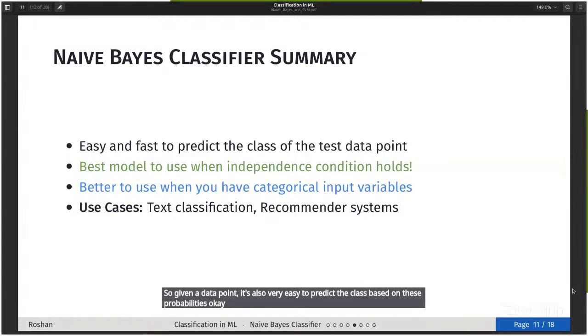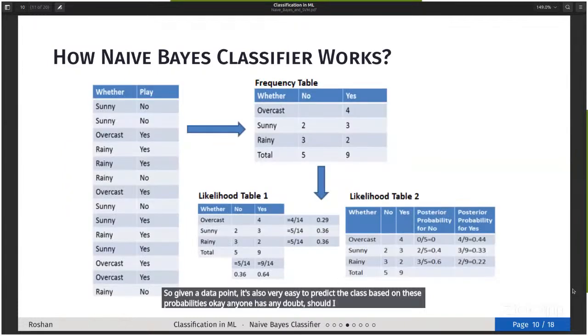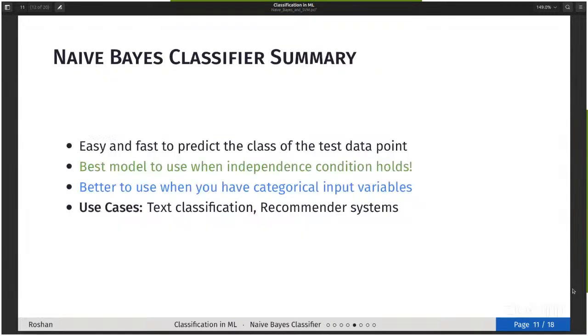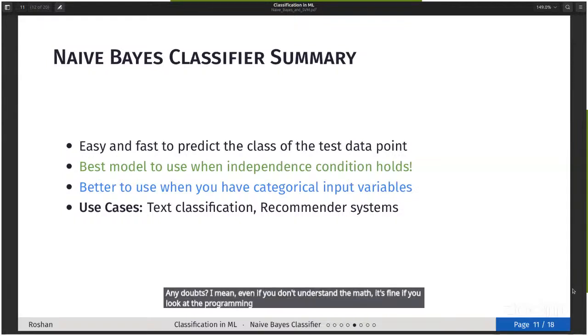Anyone has any doubt? Should I explain it again or no? Any doubts? Or was it too complex? I mean, even if you don't understand the math, it's fine. If you look at the programming, it's easier. You just have to import the class from scikit-learn and then apply it.